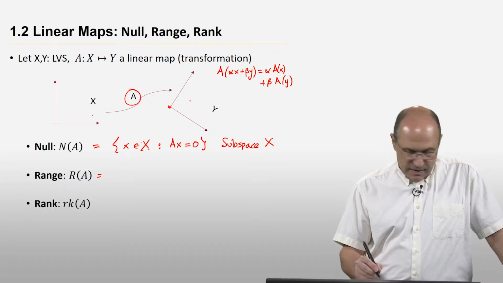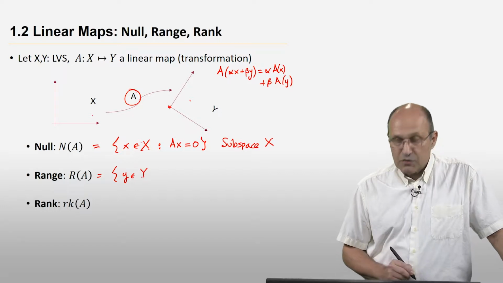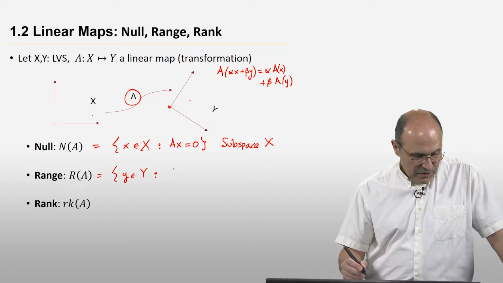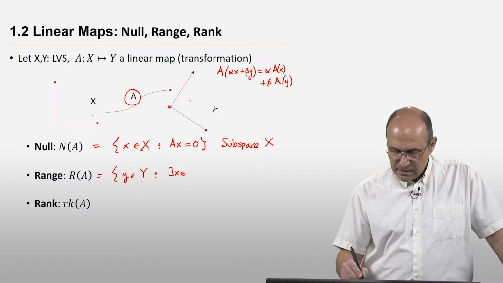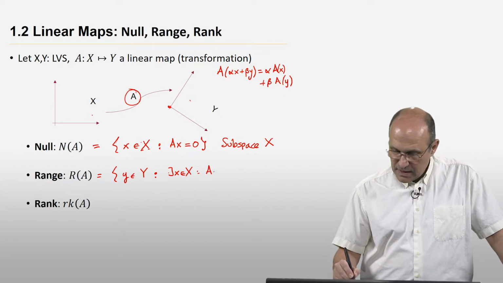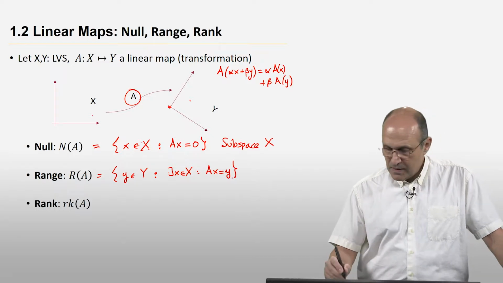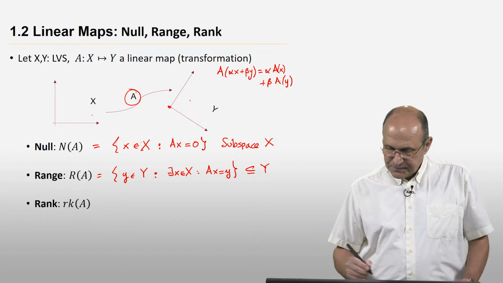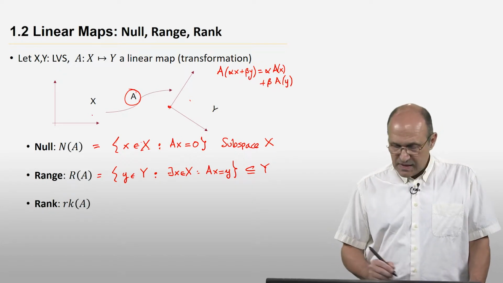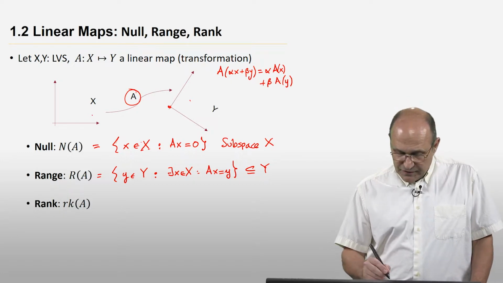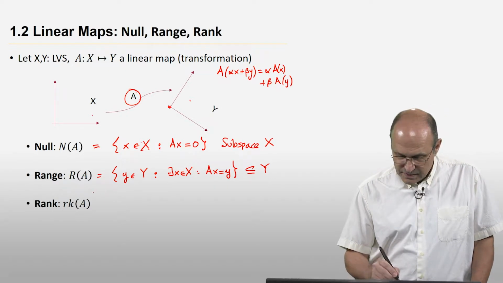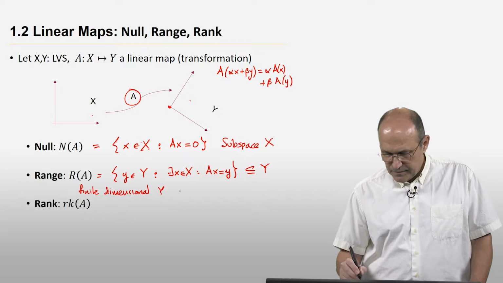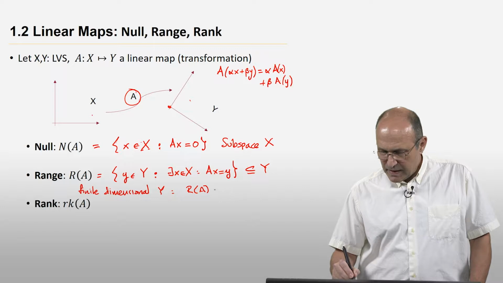The range, on the other side, is all the y's in the codomain. In general, the codomain is bigger than the range, and that's why we use this terminology, such that there exists some x in the domain for which Ax is equal to y. This is a subset of Y, of the codomain. And it's not always a subspace in the sense that it may not contain all its limit points, but for finite dimensional codomains, the range is a subspace.